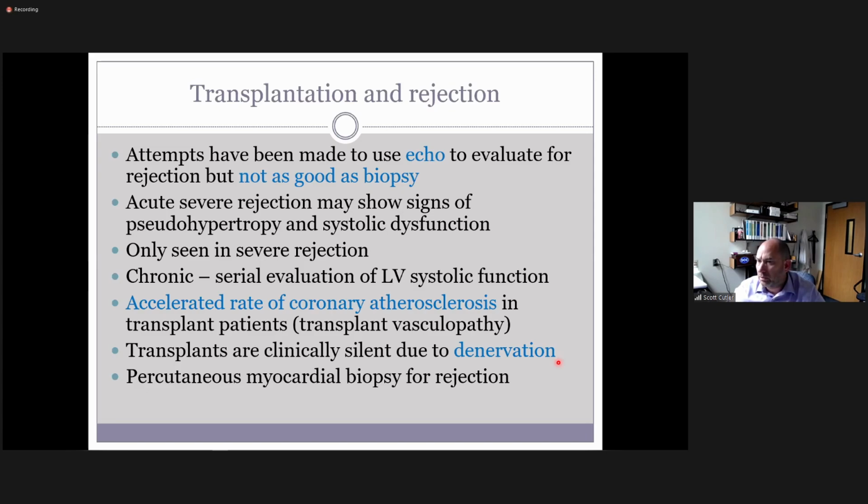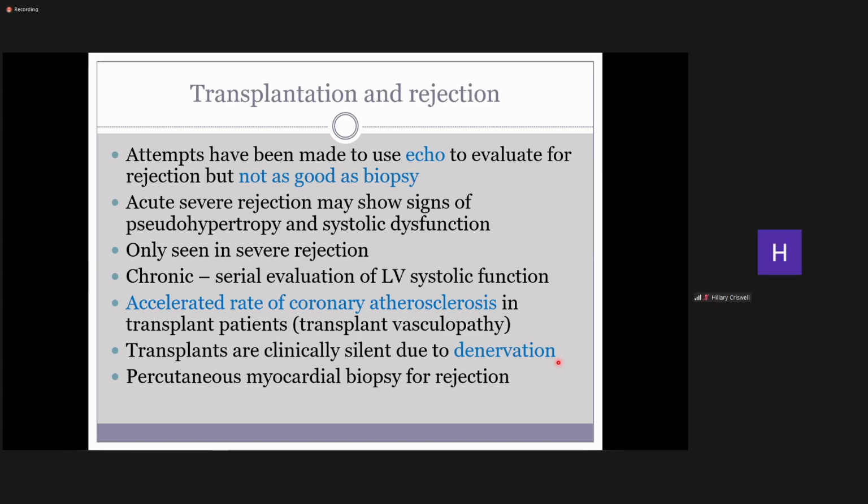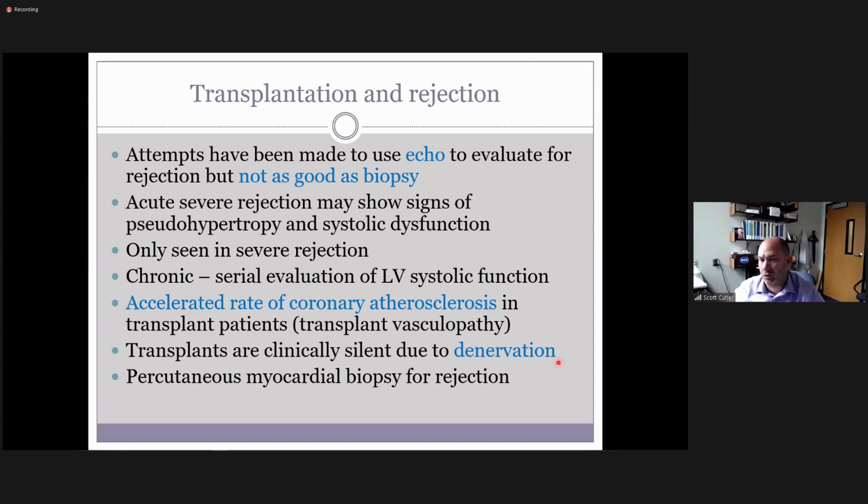So acute rejection can show signs of pseudohypertrophy and systolic dysfunction. And again, that pseudohypertrophy is because of inflamed muscle, so it's going to look thick and it's going to have poor function.